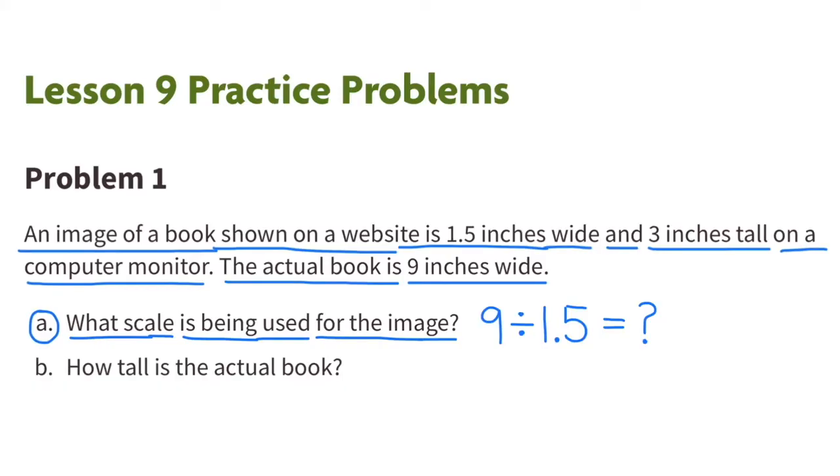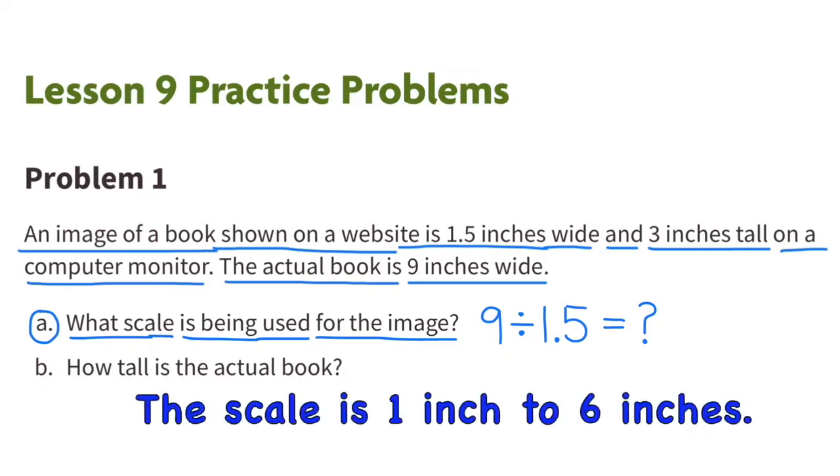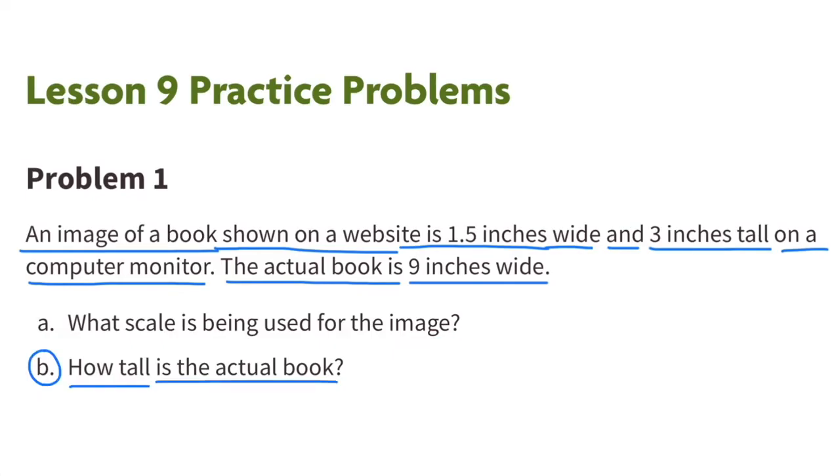Well, the actual book is 9 inches wide, and it was only 1 5/10 inches wide on the computer monitor. So 9 divided by 1 5/10 equals 6. The scale is 1 inch to 6 inches. Or you could say the scale is 1 to 6. B. How tall is the actual book?